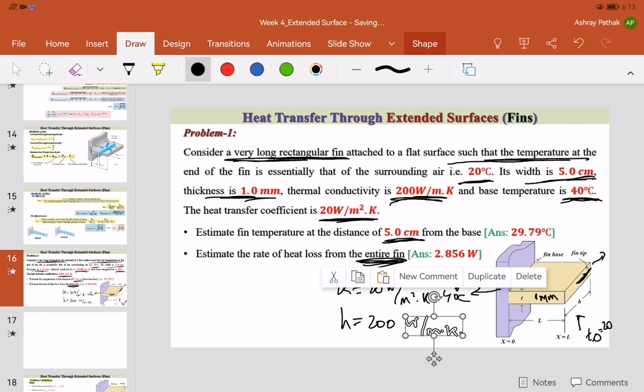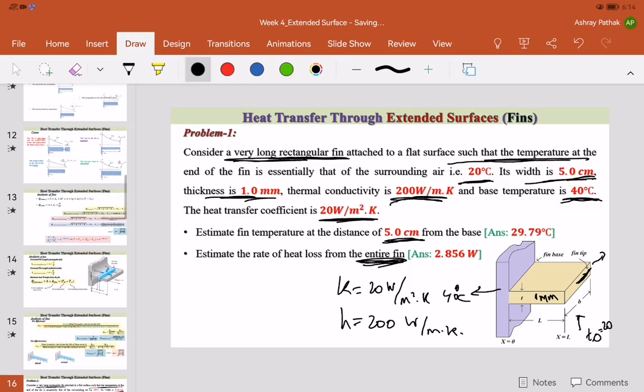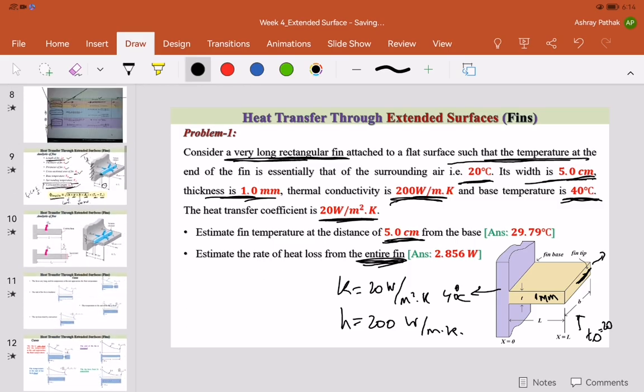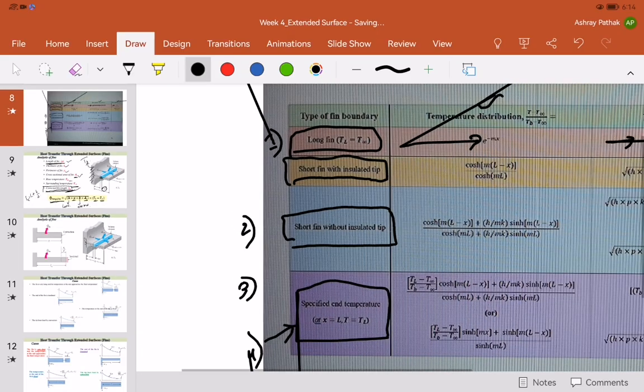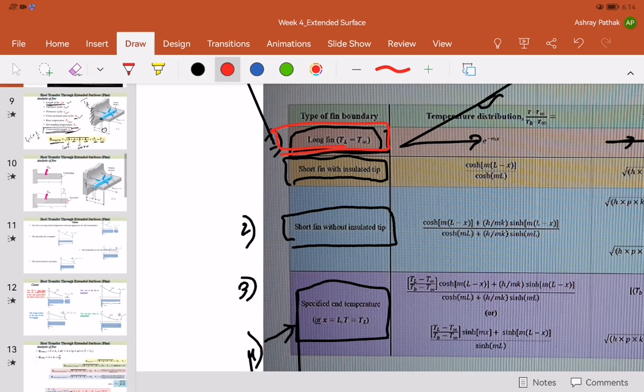What we are going to do is, we know that there are 4 cases in this particular extended surfaces concept. Out of those 4 cases, we need to judge which formula we need to apply. In this particular case, we are going to choose formula number 1. And why is that? Because the question says that it is a long fin, so we need to choose formula number 1.